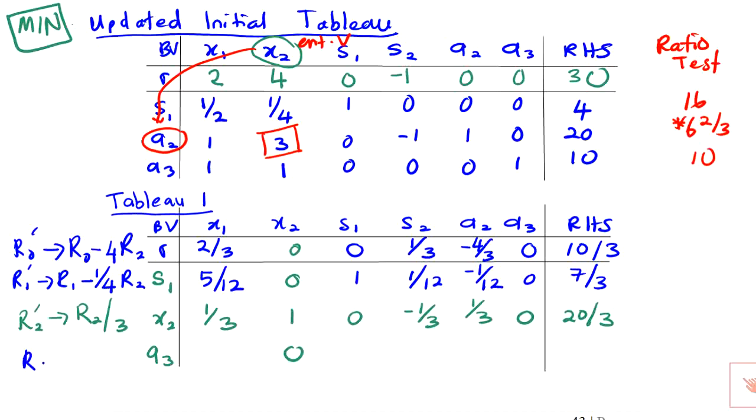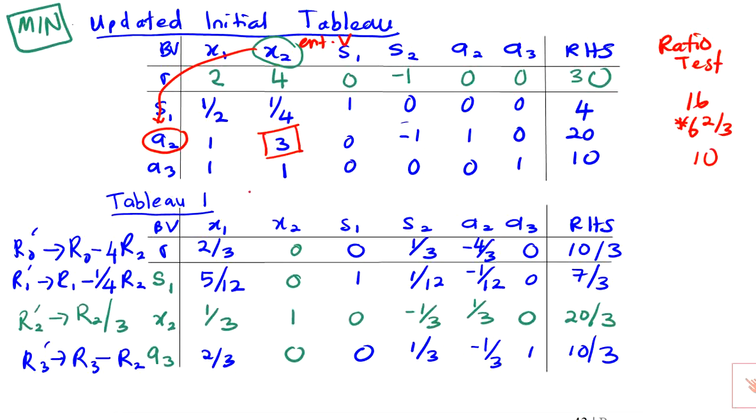Row 3, row 3. So here positive 1, therefore here negative 1. 2 over 3, 0, 0, 1 over 3, negative 1 over 3, 1, 10 over 3. So this is tableau 1.